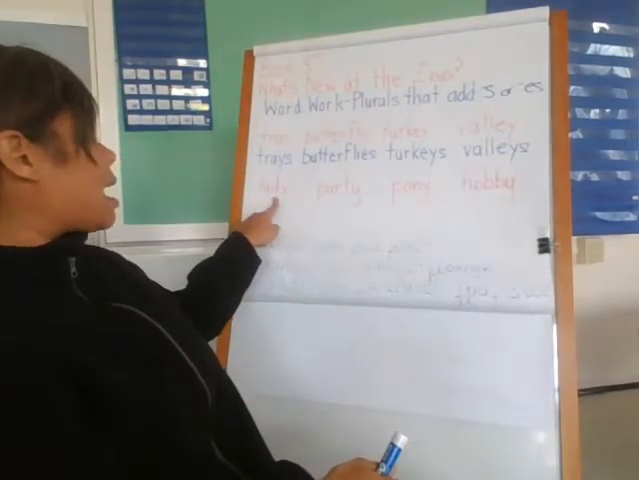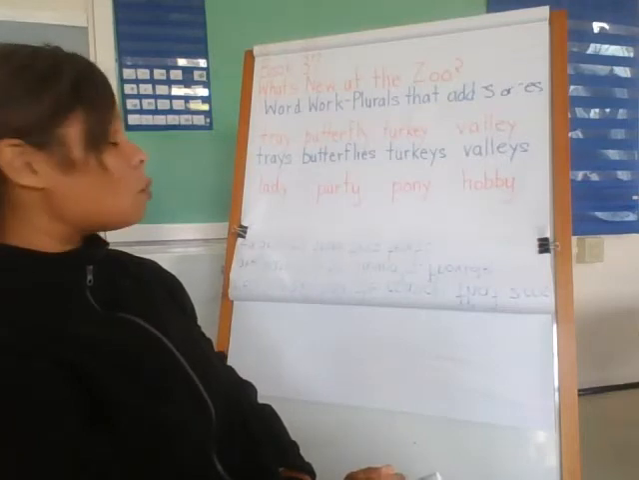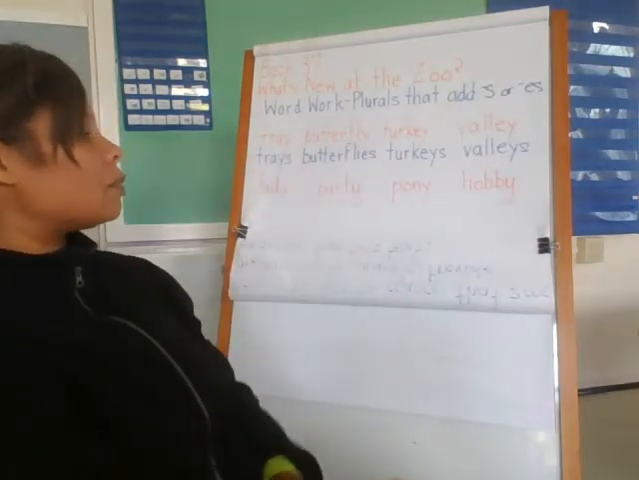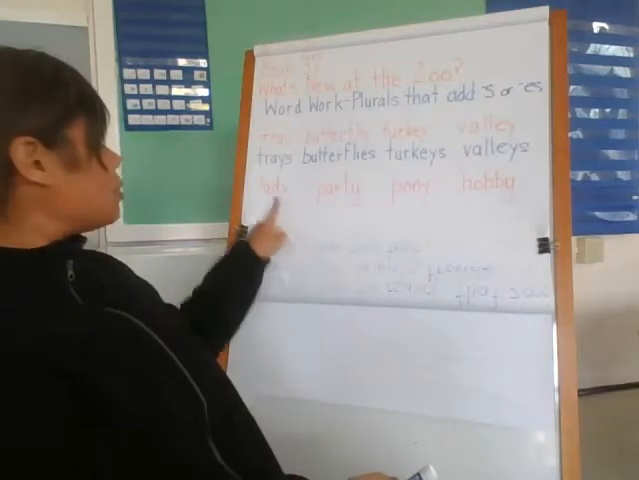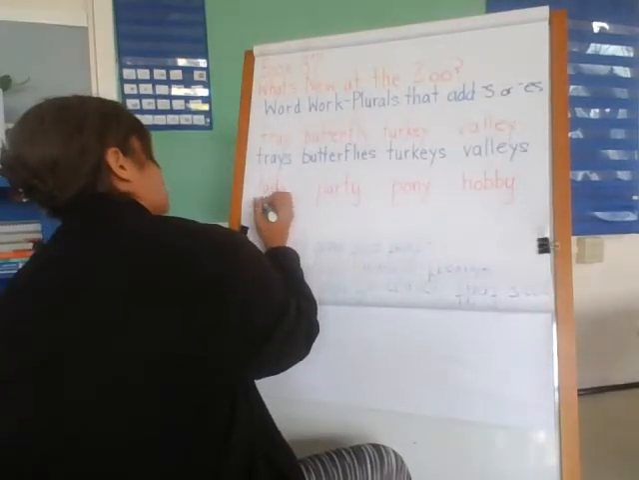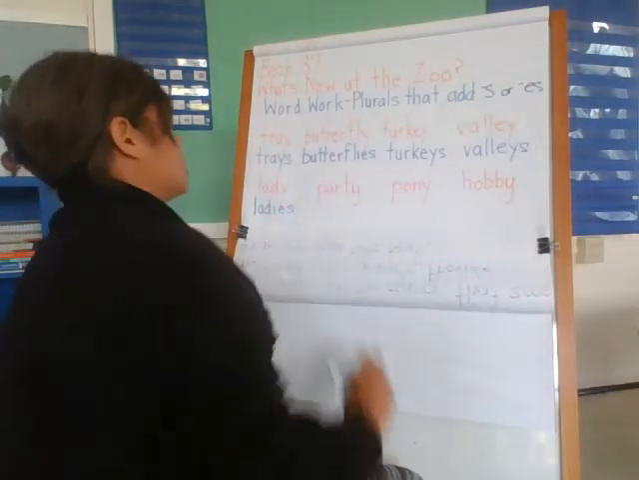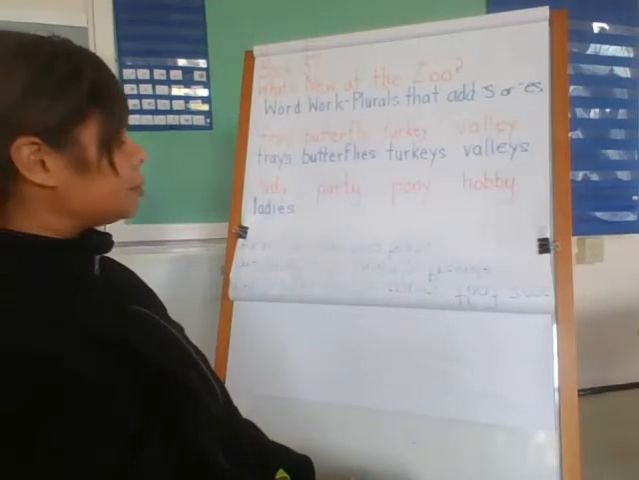Okay, next we have the word lady. So we want to make ladies. What will we have to do? Look at the examples from before. Does it have a vowel before the Y? Nope, so let's drop the Y and add IES. Next we have party. Does Y have a vowel before it? No, it has a T.